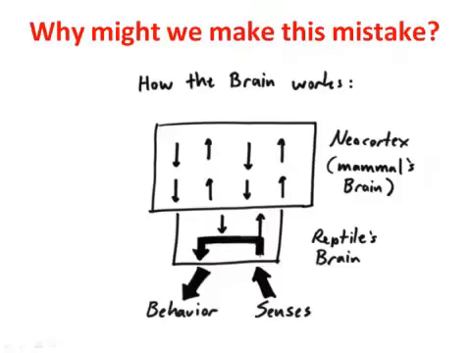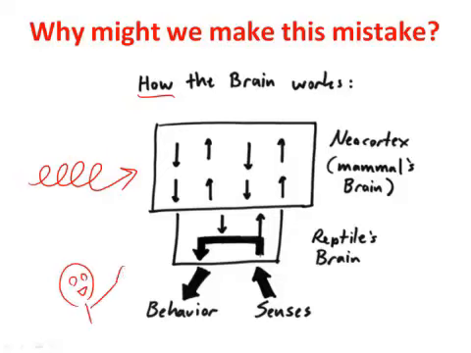Why might it be that we continually make this mistake? Well, maybe it has something to do with how our brain works. Evolutionarily speaking, we've evolved over the millions of years to have a brain that works in the following way. Let's just draw a quick little picture of ourselves.